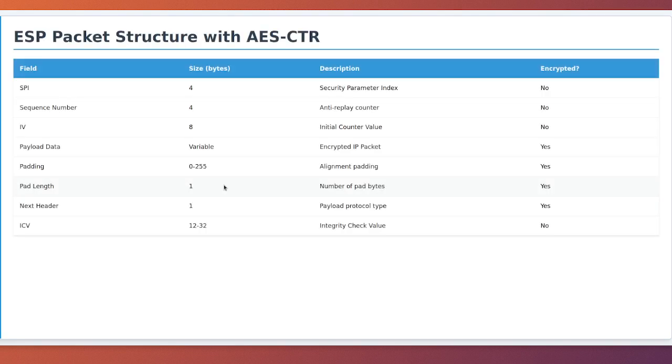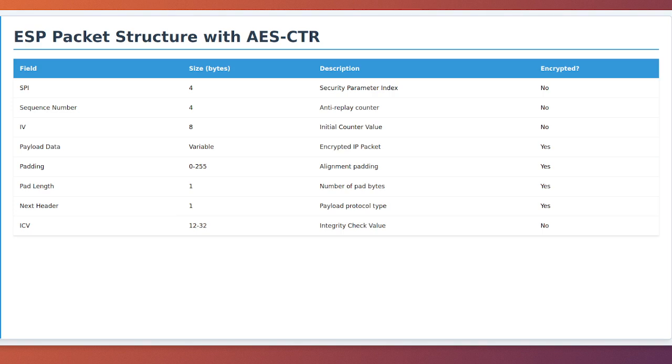ESP packet structure with AES-CTR. Understanding the ESP packet structure is crucial for grasping how AES-CTR encryption is applied in practice. When we look at an ESP packet, we're seeing multiple layers of protection working together to ensure both confidentiality and integrity of the data being transmitted. Let me walk you through each component and explain how they interact with the AES-CTR encryption process.